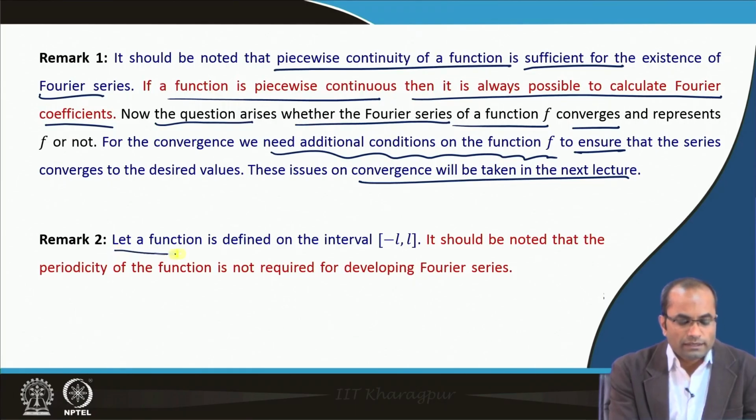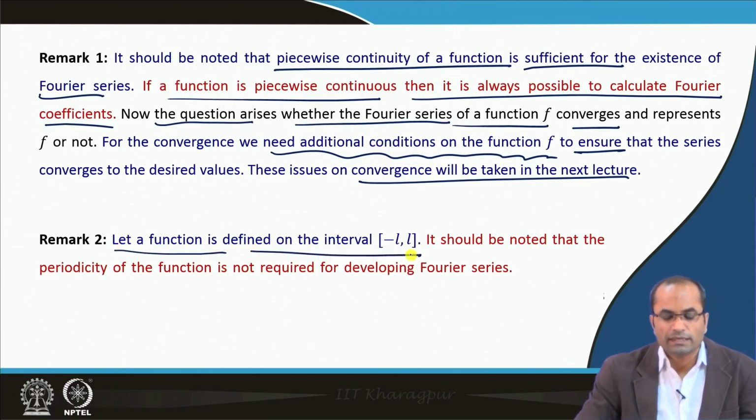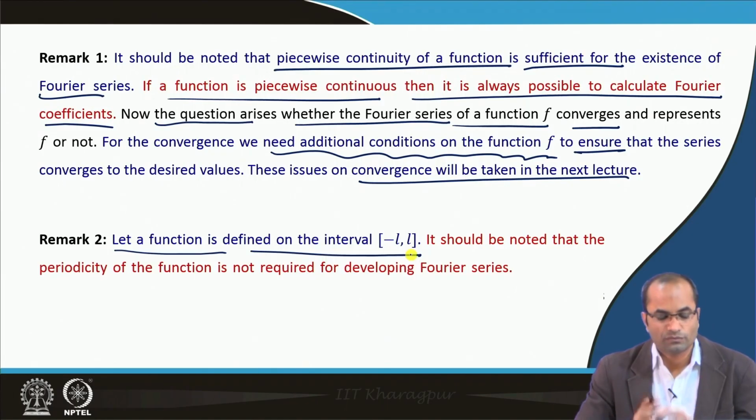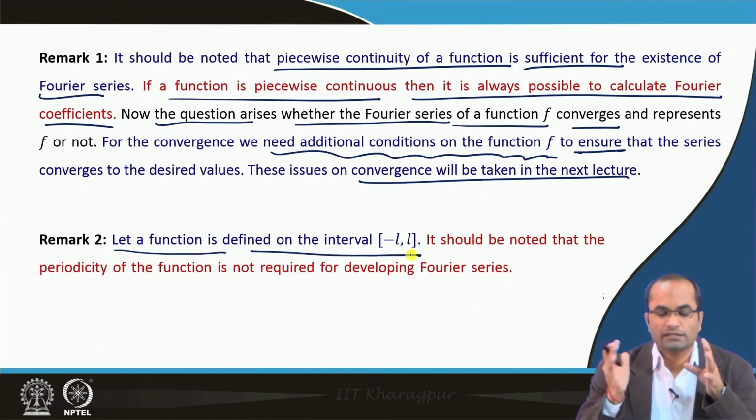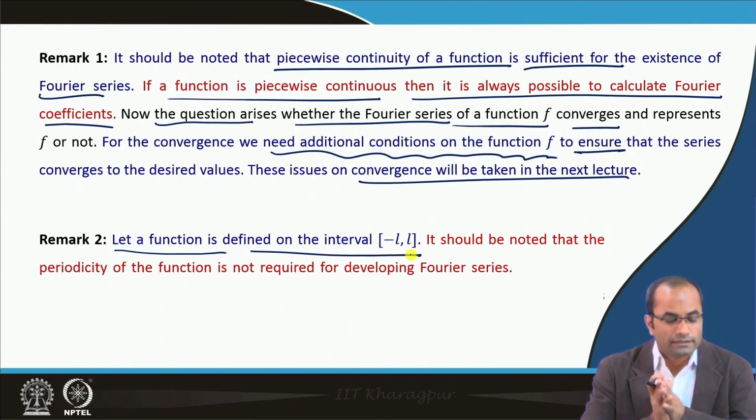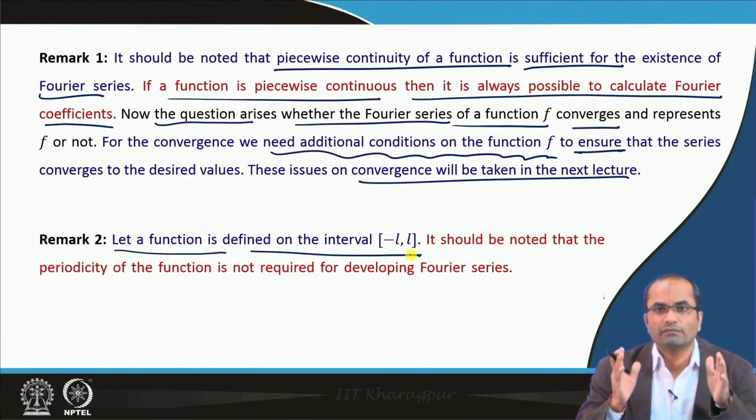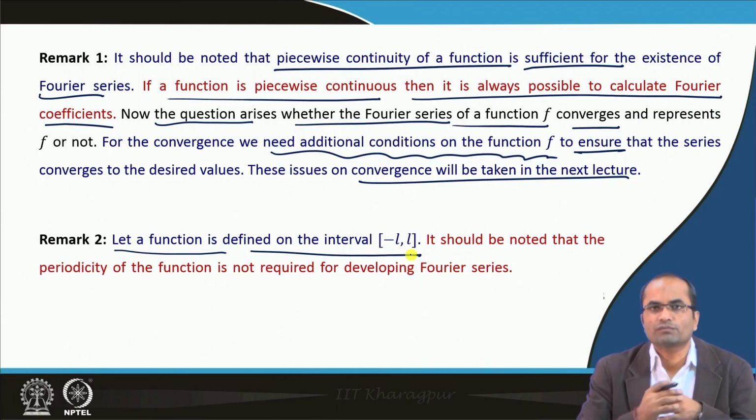Now, another remark: let a function be defined in minus L to L. So, we have a function which is defined in minus L to L, that is all, and periodicity of the function is not required as such to develop the Fourier series, because we need a function defined in minus L to L, or minus pi to pi for the special case, and then we can find a n and b n, and we can write down the corresponding Fourier series.